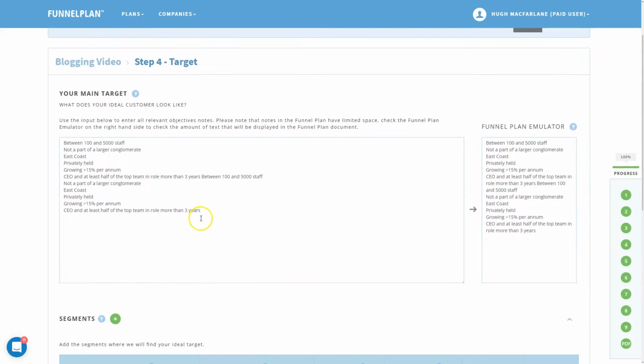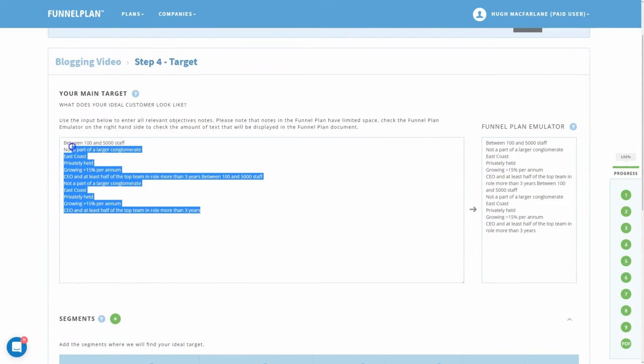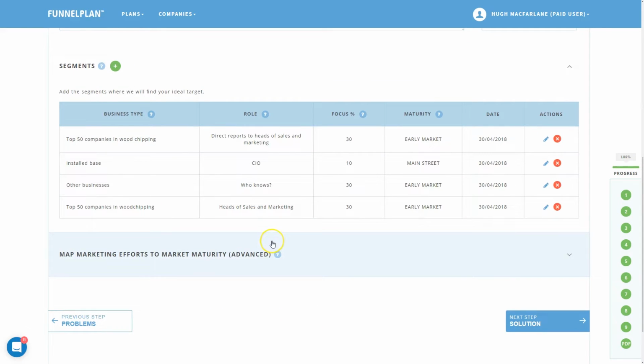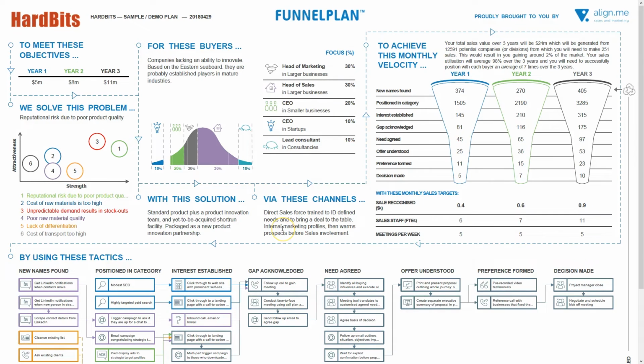Now I still want those randoms or those who knows to meet my ideal client profile, and I might filter for that. But basically, they're going to find us using the indirect tactics that I spoke about before. And that's how we play it out in the funnel plan before producing the printed output, where we get all of our strategy and all of our tactics.